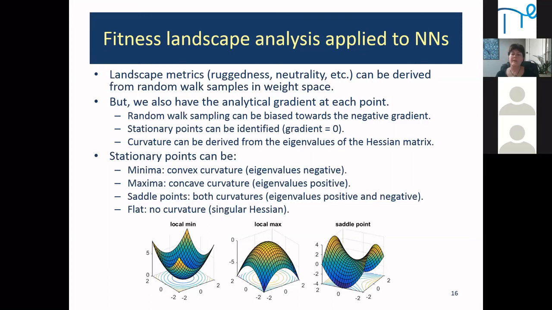And if the stationary point is in a neutral area, when it's a singular Hessian, then we have the case where we're dealing with plateaus. So we're able to analytically characterize random solutions based on the gradient information. I hope this makes sense.